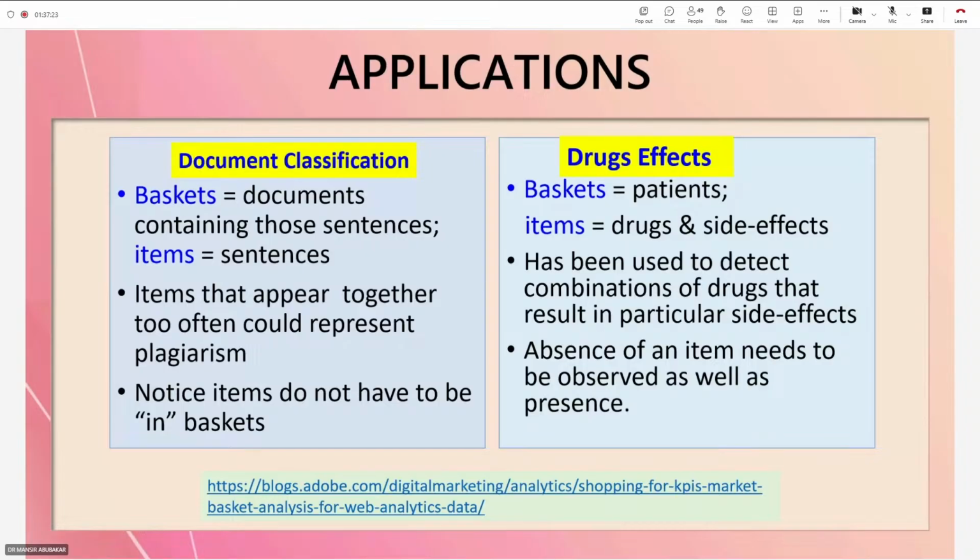Okay, now we realize that for patient 1, patient 2, patient 3, at the same time, we gave all of them aspirin as a medicine. So maybe that aspirin is what made them have a side effect, because there is an association between the medicines that they were given. And then the absence of an item needs to be considered, as well as presence.